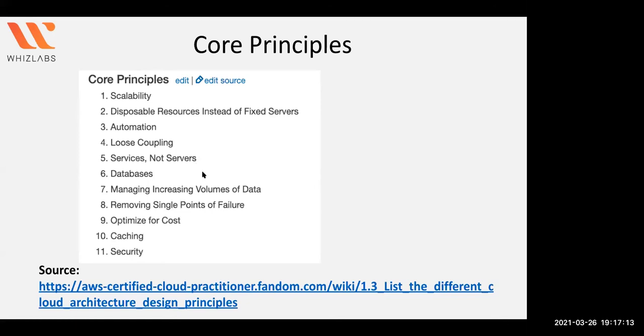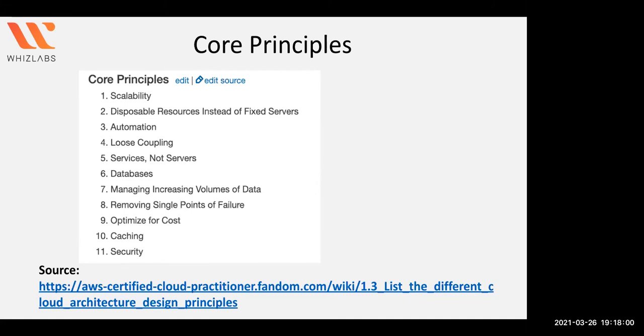Then comes services, not servers. If you see a service like SNS, you can just use the model of software as a service and you don't have to provision any server. Then comes the databases. AWS has evolved a lot in databases. If you want to use managed MongoDB, you can go with DocumentDB, or if you want to use managed RDS, you have a better option of Aurora. And then comes managing increasing volume of data. Now, we are in a place where data is probably the next big thing. So we require a lot of data, and also ways to manage the volumes where we'll be storing this data.